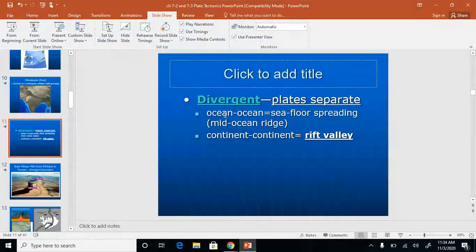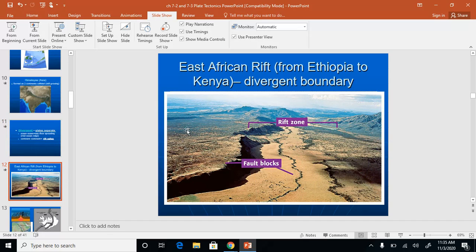And so remember, when the ocean and ocean spread, it causes seafloor spreading and we create a mid-ocean ridge. Continent and continent creates a rift valley. And so some of our examples are the East African Rift from Ethiopia to Kenya, caused by the divergent boundaries. We see it has the fault blocks and we have a rift zone.